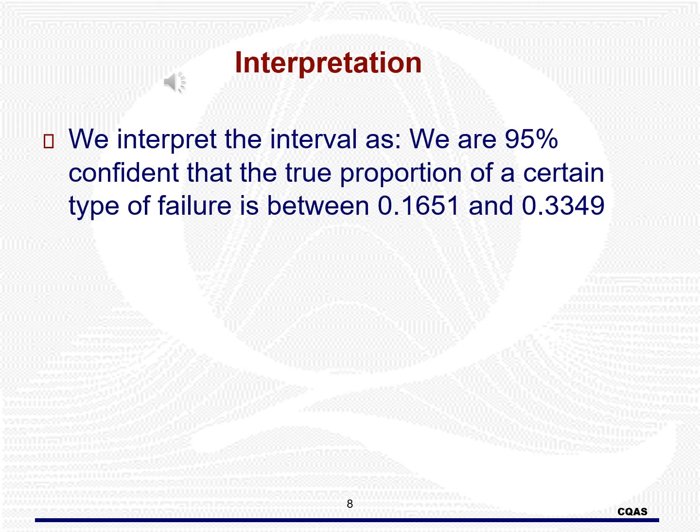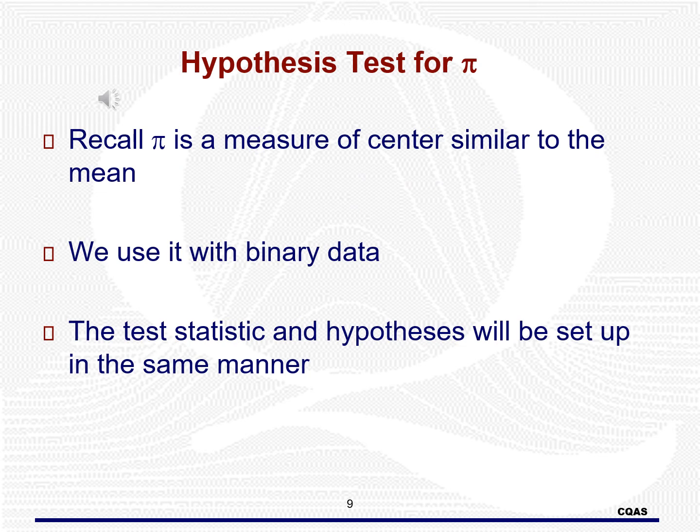We interpret the interval as we are 95% confident that the true proportion of a certain type of failure is between 0.1651 and 0.3349. Now let's create a hypothesis test for pi. Recall that pi is a measure of center like the mean. This means that we will build the test statistic and hypotheses in the same manner.